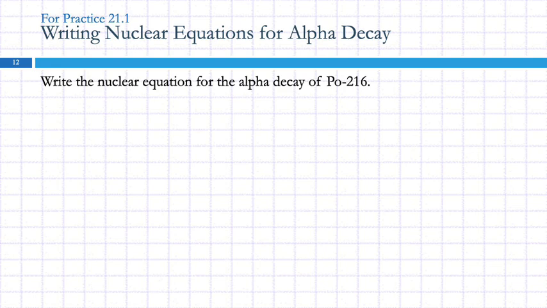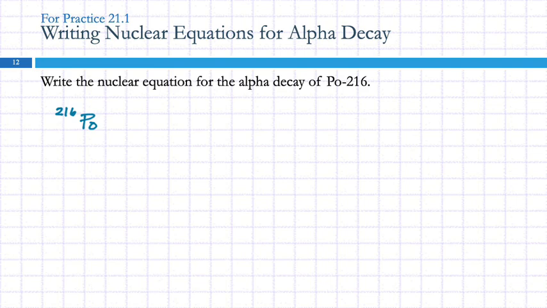Right, the nuclear equation for the alpha decay of polonium-216. This is something we should be able to do, say, for an exam question. So we're going to start by writing the nuclear symbol for polonium-216. Po-216, 216 is the mass number. How do we find the atomic number?